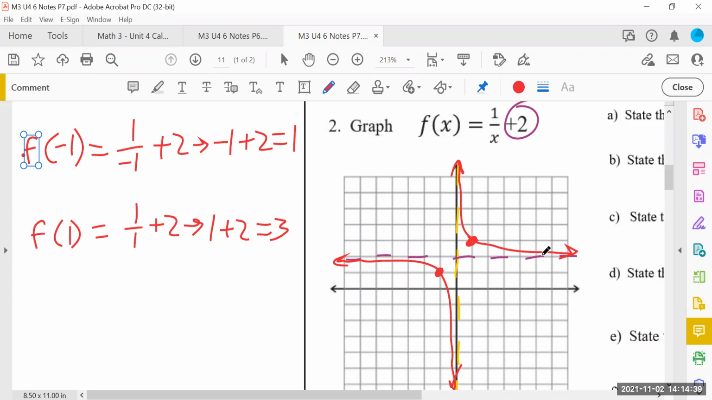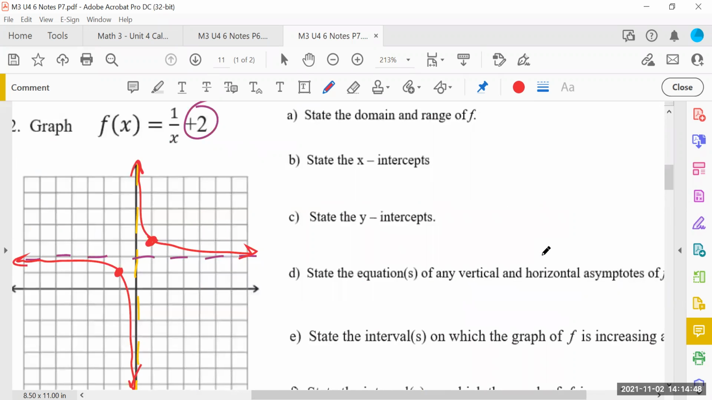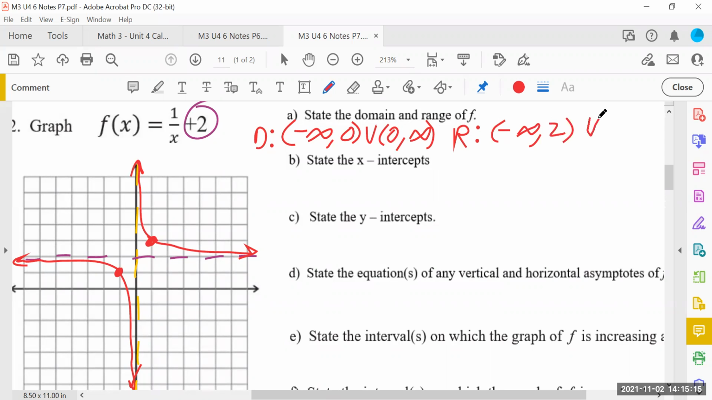I'll show you another example in a little bit, but now that we've got the graph, let's go over some of these questions. Domain and range. The domain is everything except for the h value. H value is 0, so the domain here is negative infinity to 0, 0 to infinity. The range is everything except for the k value, so negative infinity to 2, and then 2 to infinity.